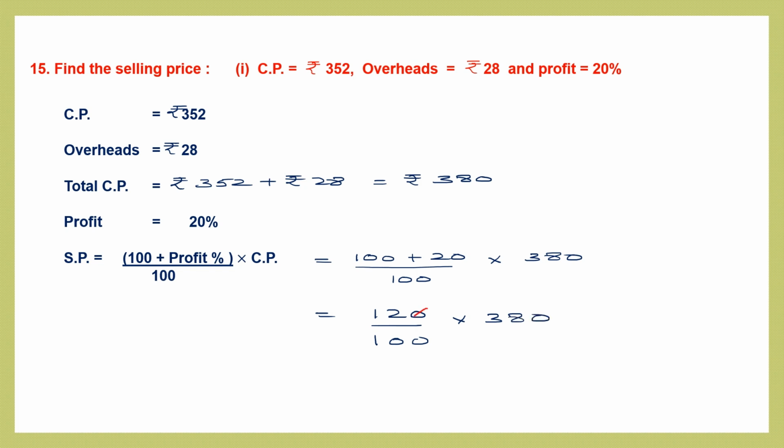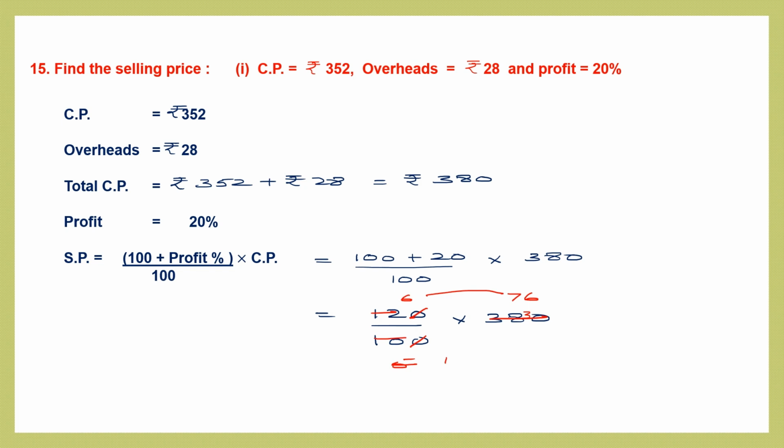Let's cancel. I can cancel this and this. Now I can cancel 12 and 10 by 2. So that will be 2 6s are 12, 2 5s are 10. I can cancel 380 by 5. So 5 1s are 5, 5 7s are 35. Then we have 3 left, 30. So that is 5 6s are 30.